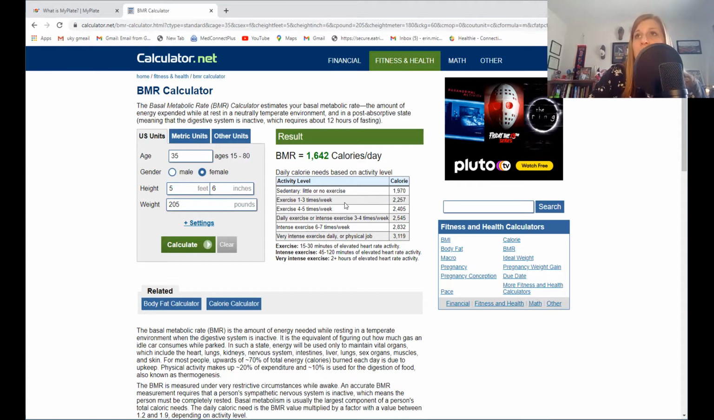I do like that this calculator gives you some options, and you can pick and choose based on your activity level. Another way to do this, and I'm going to switch back over. Sorry for all of the movement.